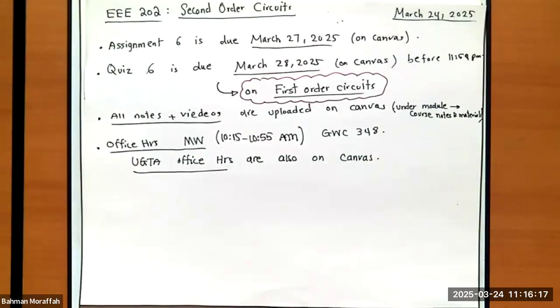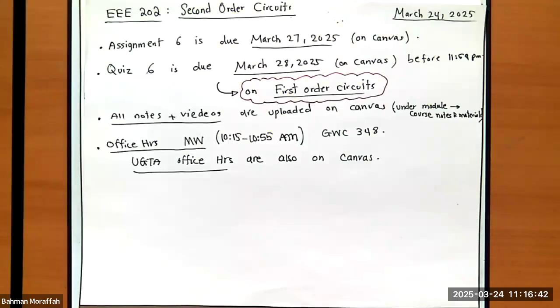All right, so we're going to talk about second order circuits. As I mentioned before, a first order circuit means we only have to deal with one storage element. Now we're going to ask: what if we have both capacitors and an inductor in the circuit? How can we deal with that?